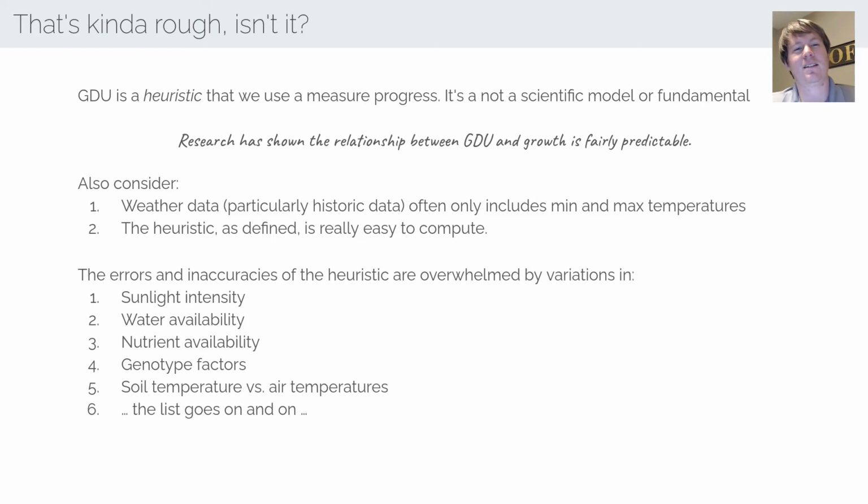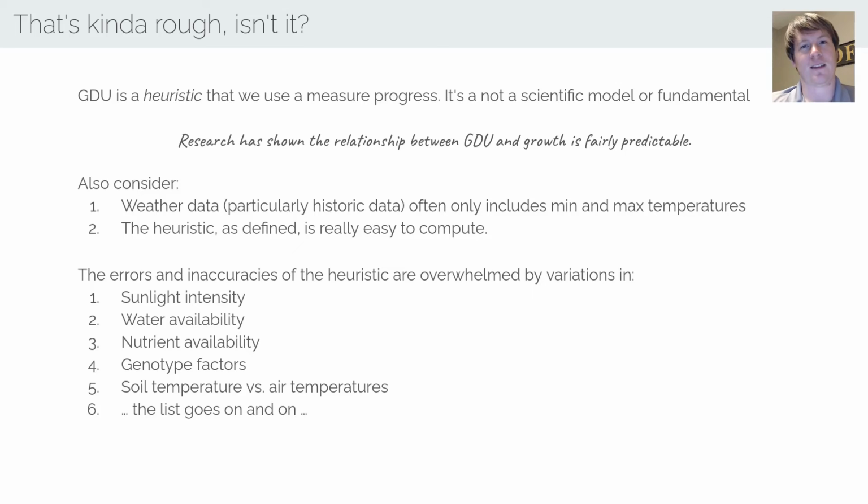The other thing to consider is that all those errors and inaccuracies in the heuristic are probably overwhelmed by other things like process variation and just the growth. How much sunlight was there? How much water was available? How much nutrients were available? Gene factors, soil temperature versus air temperature is important. What stresses were present or not present? These types of things change the growth rate just as much as the GDUs do. And so even though we have some slop in the GDU, there's other slop that we're not accounting for either.